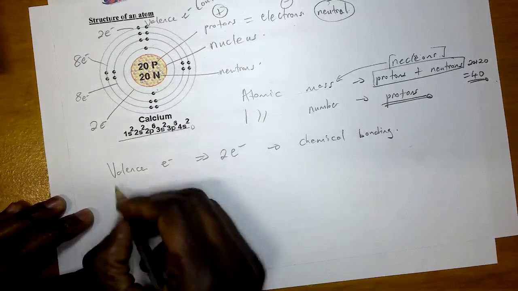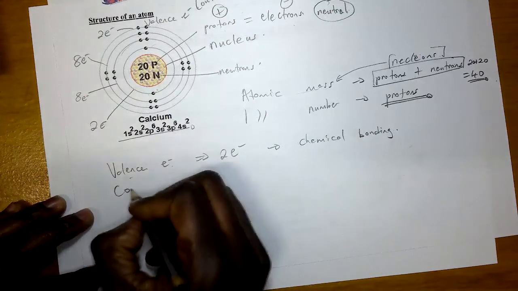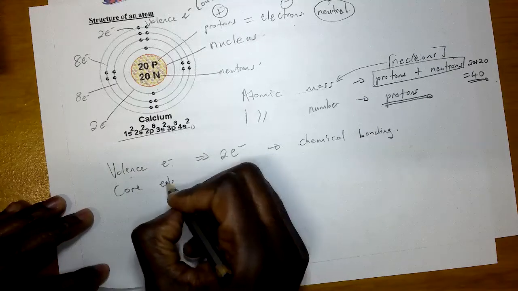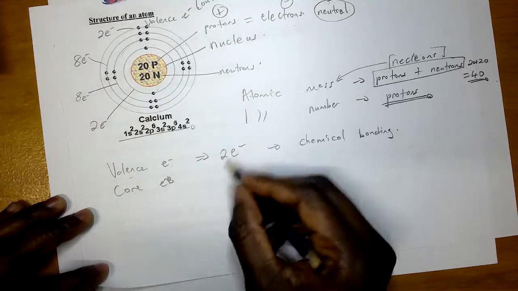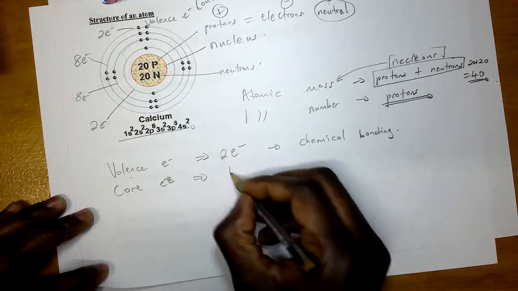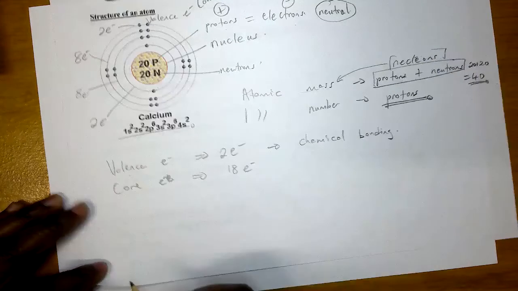Then we've got what you call core electrons. So here, if we have to look at core electrons, how many are they? We are going to say they are actually 18 electrons. So they are 18 core electrons.